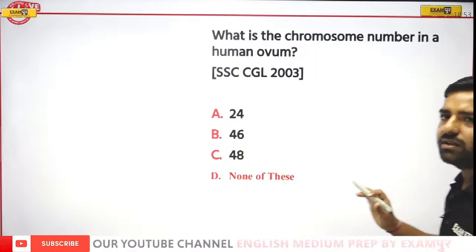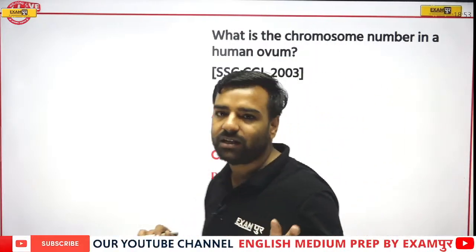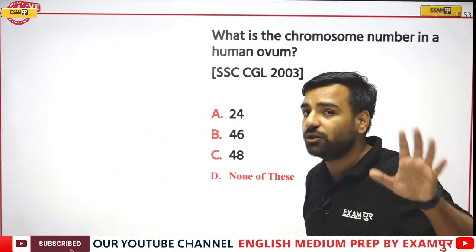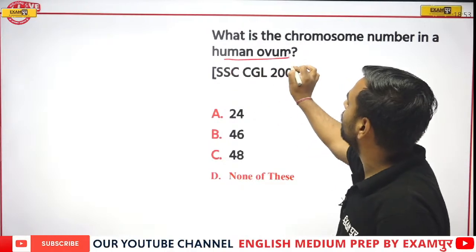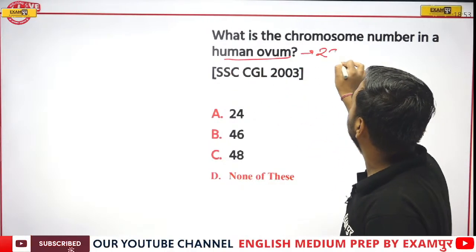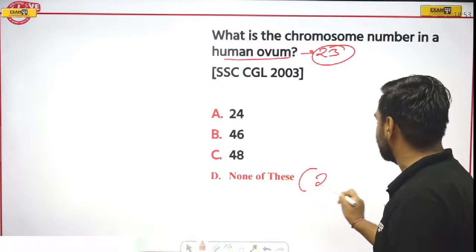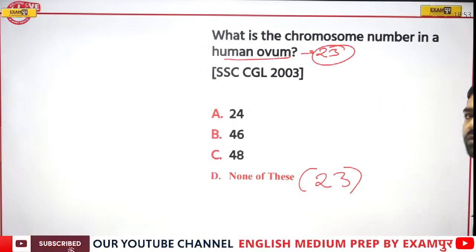So this question was developed in such a manner that a student will directly click 46 and move forward thinking that he is correct. But no, this question is just for the human ovum, and for the human ovum only we will have 23. So yes, option number D would be correct. I'll be writing the correct answer. The correct answer is 23 over here.